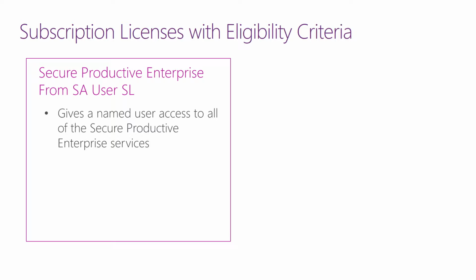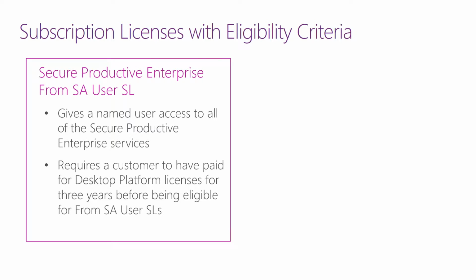However, to be eligible for these specially priced From SA licenses, a customer must have paid for desktop platform licenses for 3 years before they're eligible to move to Secure Productive Enterprise using the From SA license. Just as a note, the desktop platform is Office, Windows, and either the Core or Enterprise CAL suite. And also, the software assurance must still be active on these licenses as well.